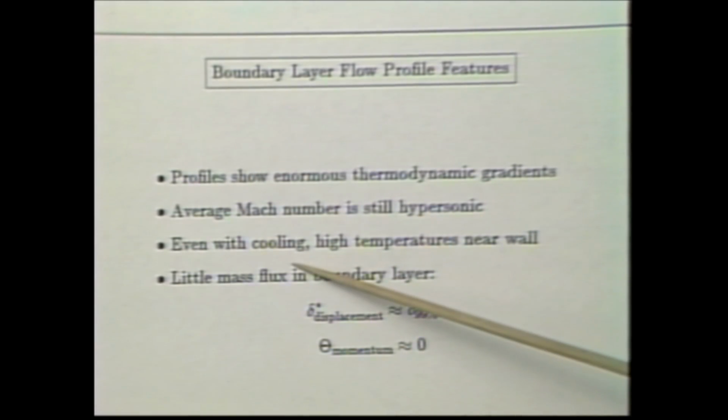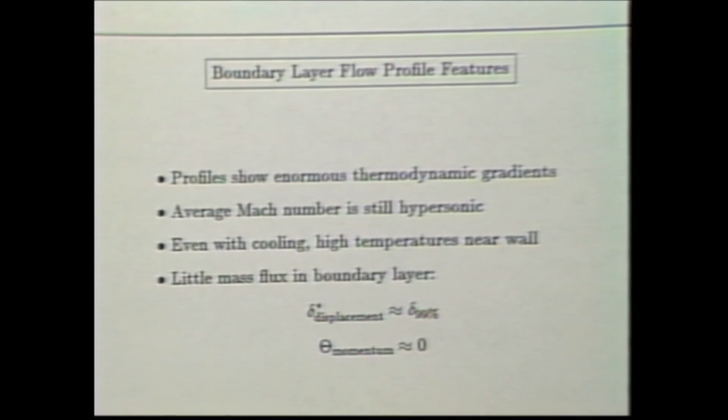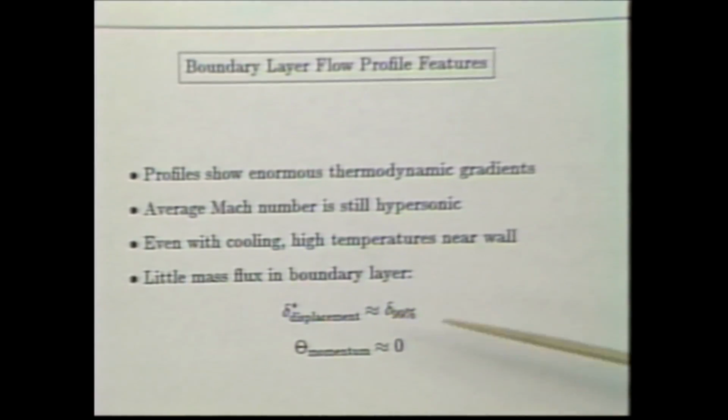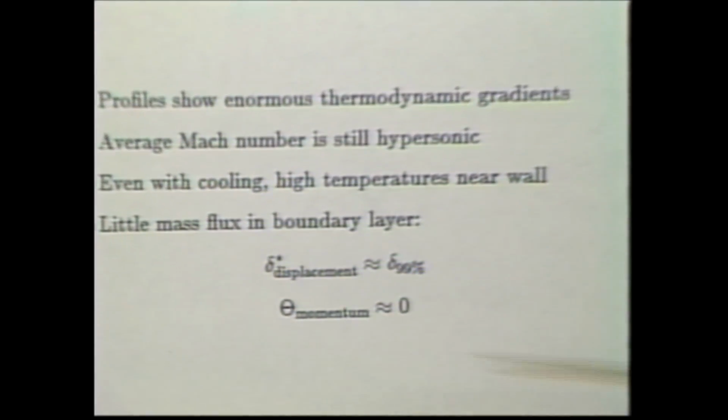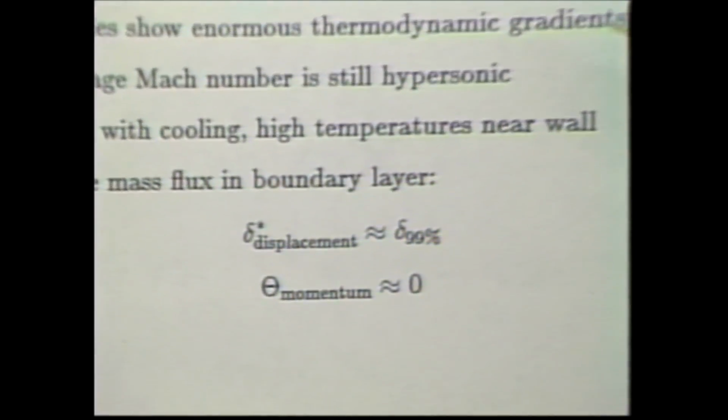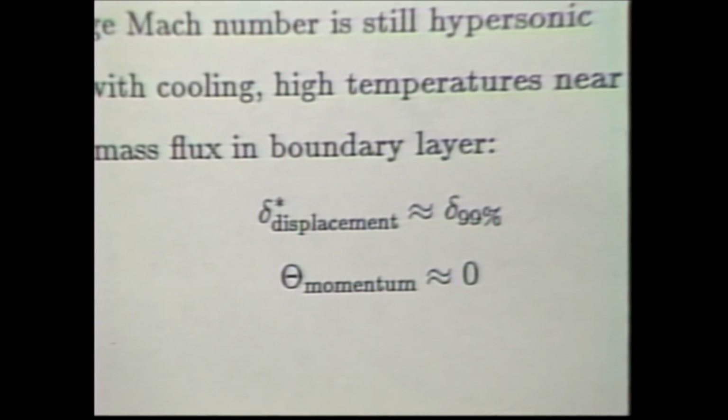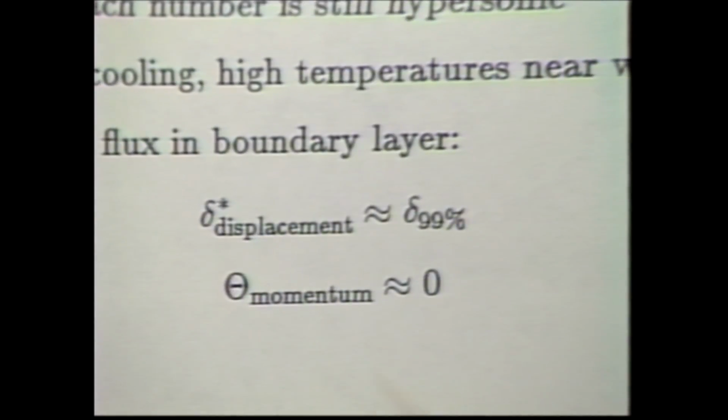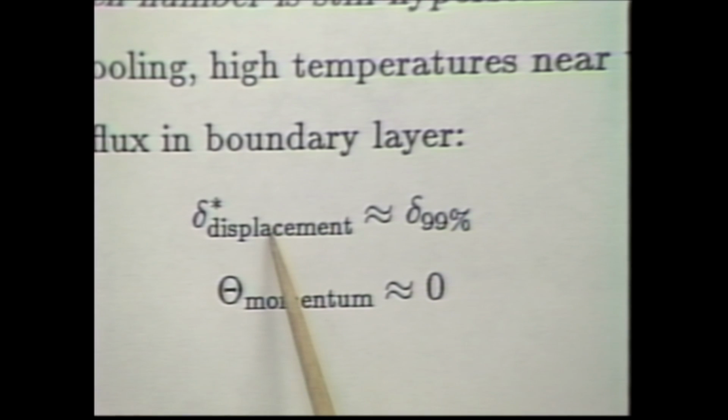Even if you cool the wall, even if you have some magic cooling system which is keeping your wall at some temperature below its melting point, you can still experience very, very high temperatures just slightly above the wall. Another key point, though, and that in some ways makes the realm of hypersonic boundary layers easier than any other boundary layer theory, is that because the temperatures are so high, the densities are very low. And that means that the displacement thickness is approximately equal to the 99% boundary layer thickness dimension.